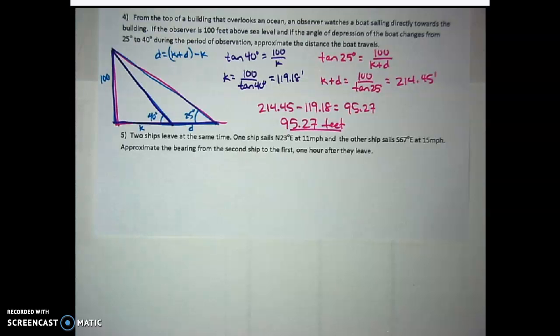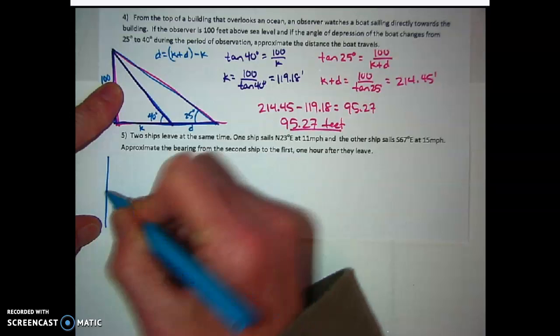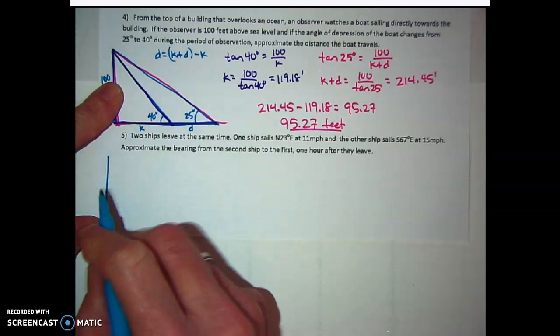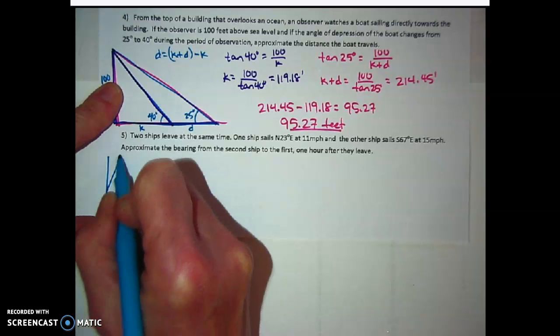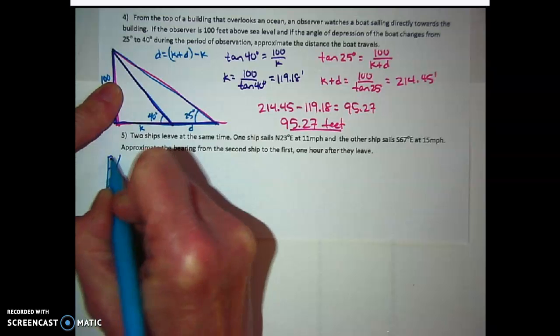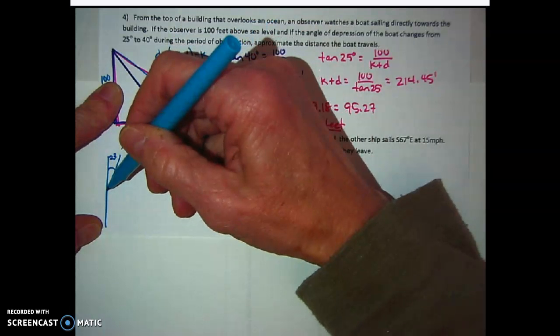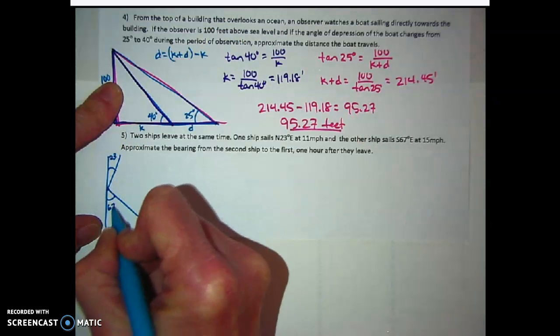So the first thing I'd like you to do is draw a picture of this. So if we have, this is the coast where they're leaving from. One ship is sailing north 23 degrees east. So he's going north and then east. This would be his bearing of 23. And the other ship sails south 67 degrees east. So the other ship is going off this direction, and this is 67 degrees.